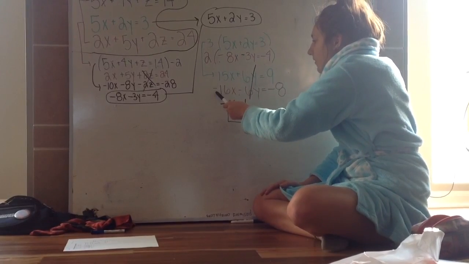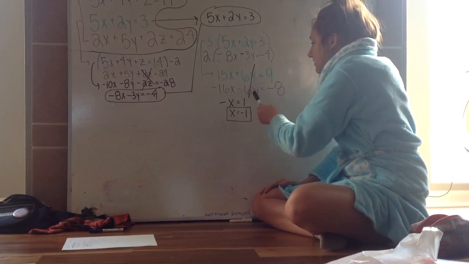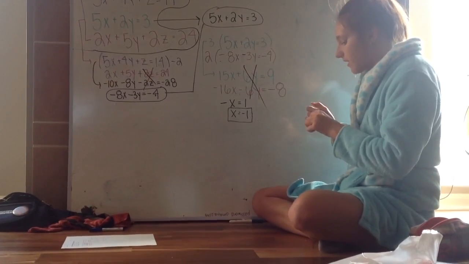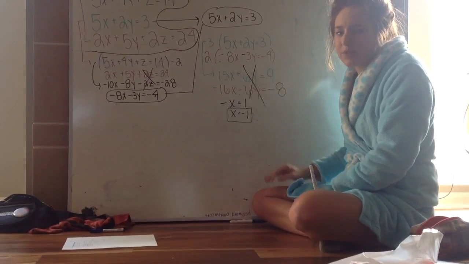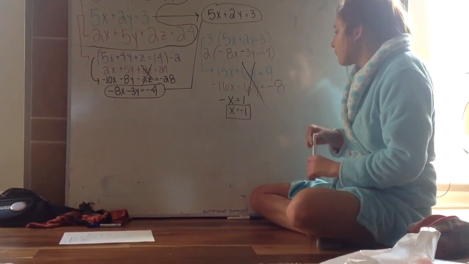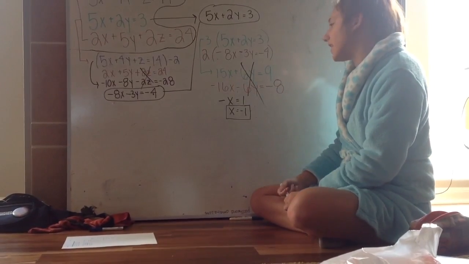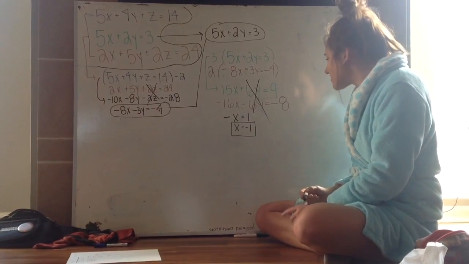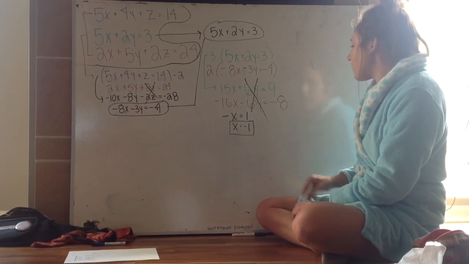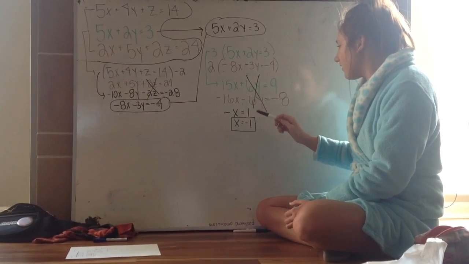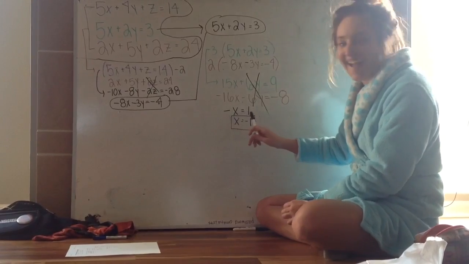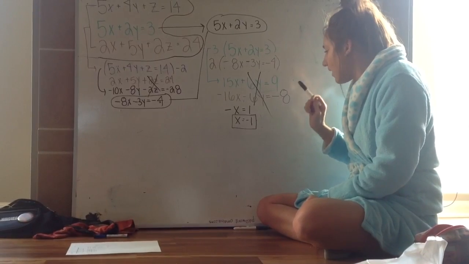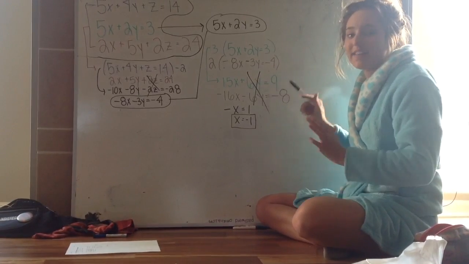And then we took -16x minus 6y equals -8. We get to cancel out our y because 6 minus 6 is 0. Then we take 15 plus -16, which is -x, and 9 plus -8, which is 1. So we have -x equals 1. We divide by -1, and we get x equals -1. And that is how we got the x.